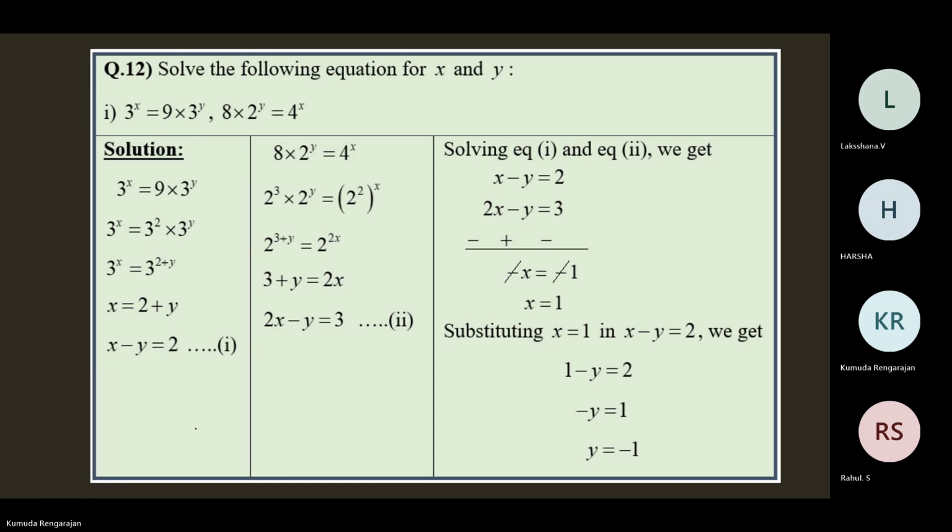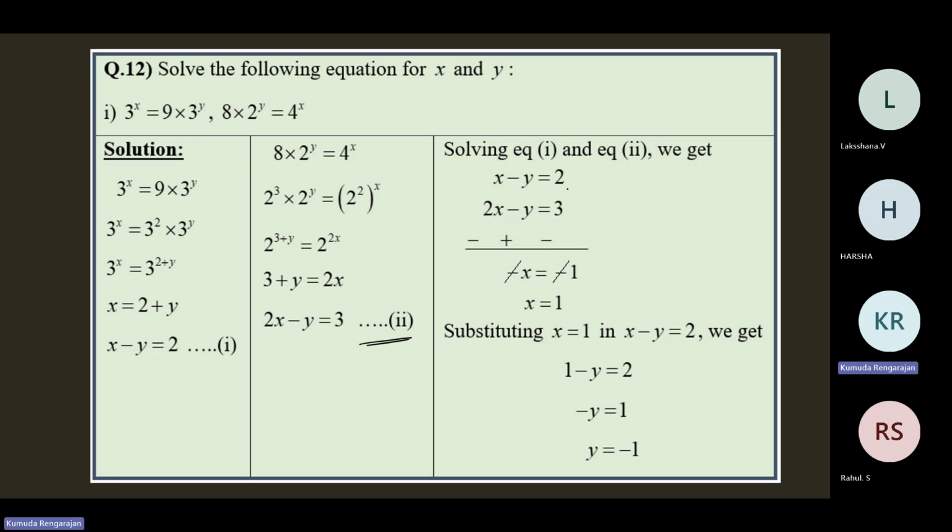Now have the variables on one side and the constant on the other side. So if you bring this plus y to this side, it will become minus y, no? So 2x minus y is equal to 3. This plus y, if it comes here, is 2x minus y is equal to 3. That's what you see here. 2x minus y is equal to 3. Now this is the second equation. Now write the equations one below the other.